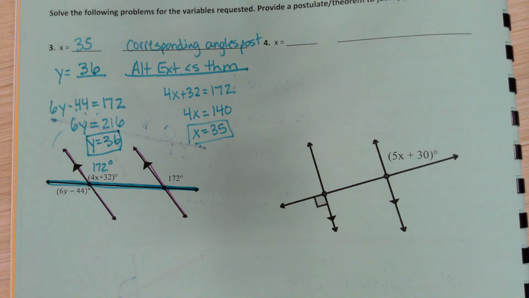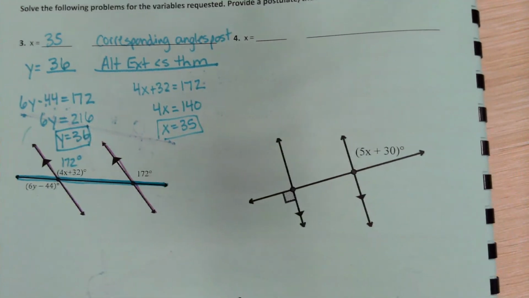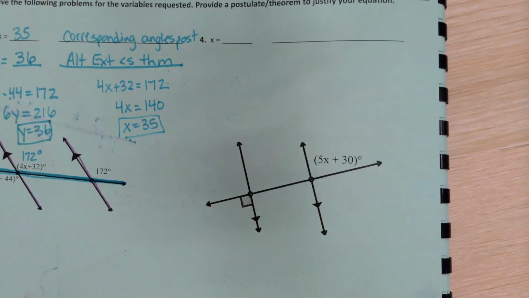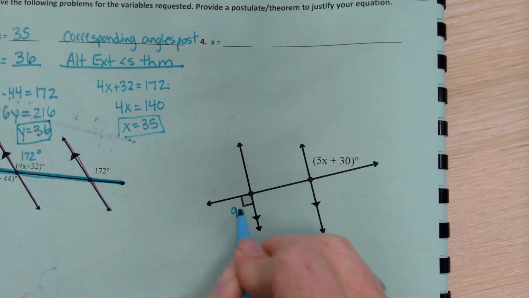All right, we're almost there. Number 4. Not a whole lot happening here. We only have an x to worry about. I see a right angle box, so I'm going to fill in 90.